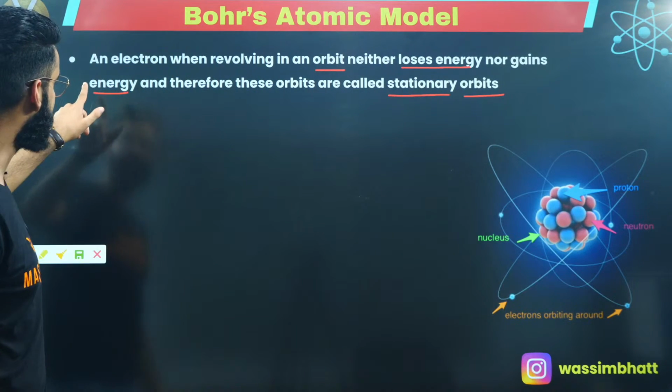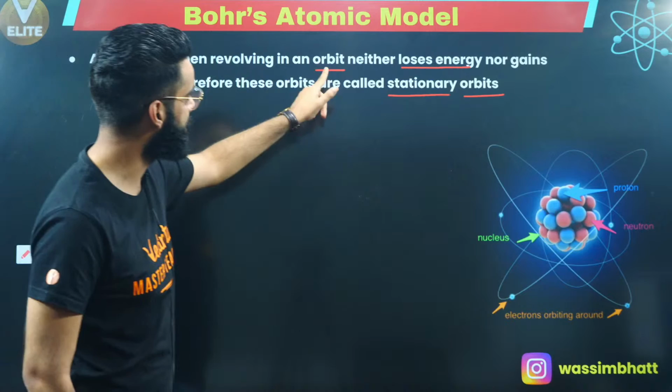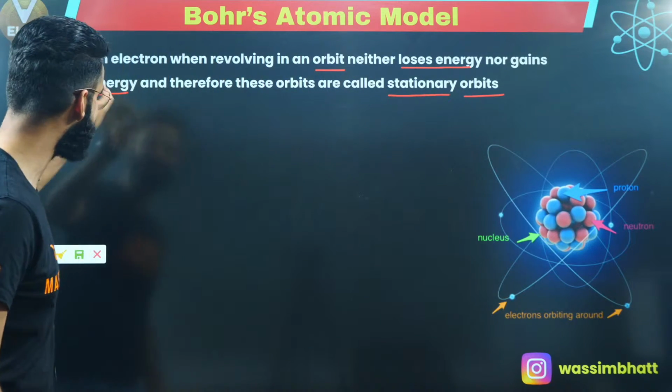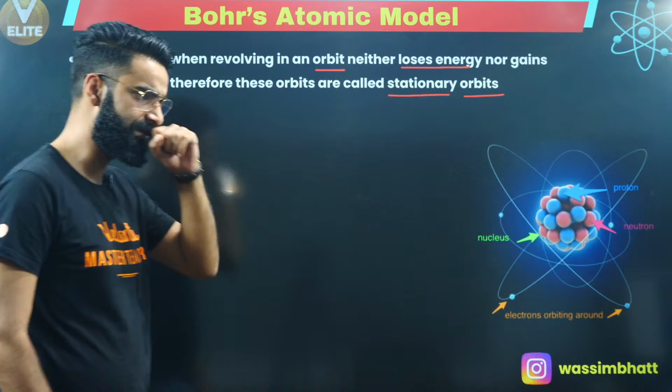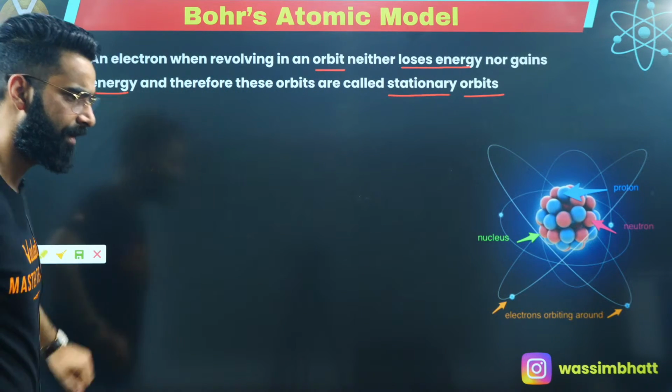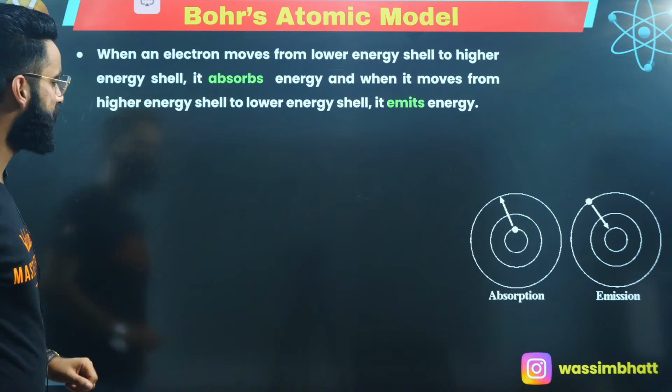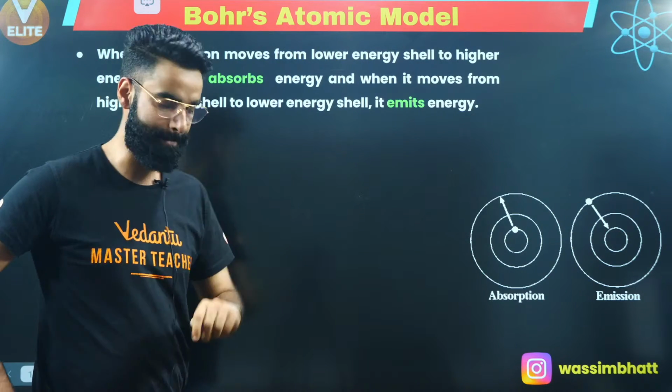So read it carefully again. An electron, when revolving in an orbit, neither loses energy nor gains energy, and therefore these orbits are what I call stationary orbits, right? I'm sure it's clear to everyone. Let's move on and talk about a few interesting things over here.